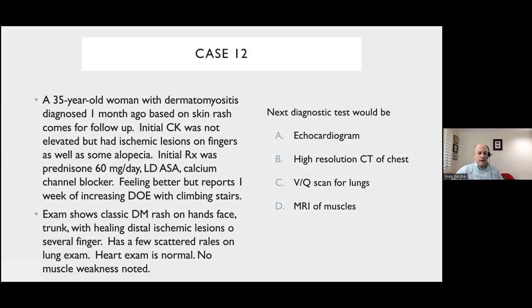And the answer is, survey says, yeah, CT scan of the chest is correct. Echo may be useful. Anybody know what this patient probably has? An Asian woman with dermatomyositis with now developing what looks like ILD. What antibody do you think she's going to have?